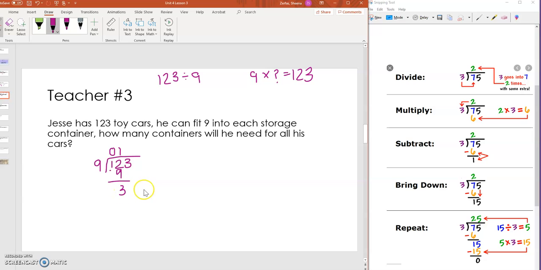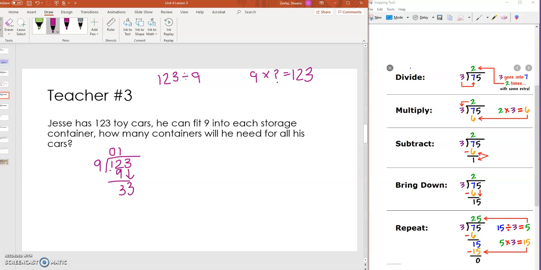I'm left with 3. Bring down. Only one number to bring down here, and I'm going to put it right next to my remainder 3. So now I have 33. So I'm going to repeat those steps over again. 9 can go into 33. Again, think about your multiplication facts.